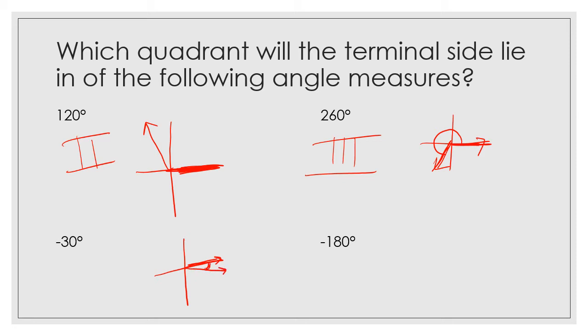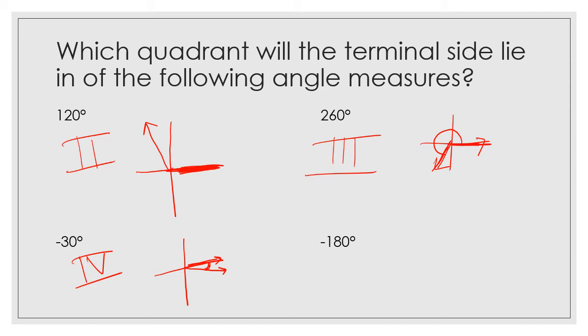So my terminal side is in quadrant 4. So the difference again between positive and negative: positive, you go up and around counterclockwise. Negative, you go down and around clockwise.